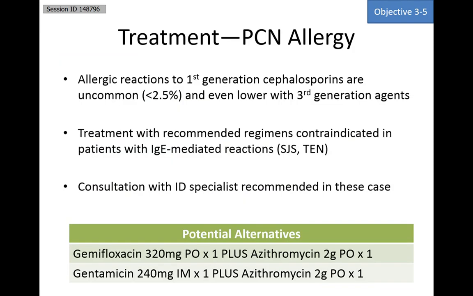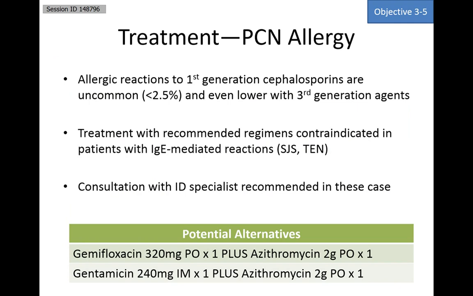For those patients who have a penicillin allergy, it is important to assess what type of reactions these patients have been getting that led them to report a penicillin allergy. Nausea and vomiting wouldn't be counted as an allergy. It would be either rash or anaphylaxis.